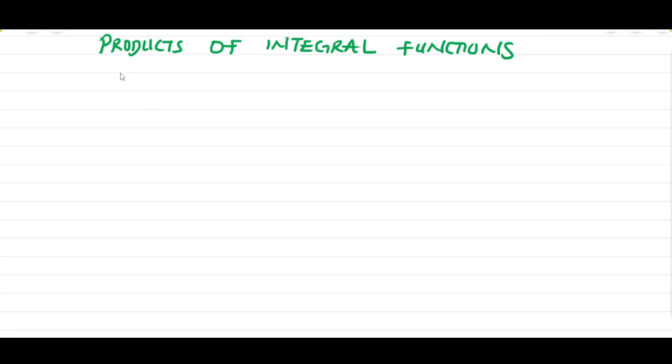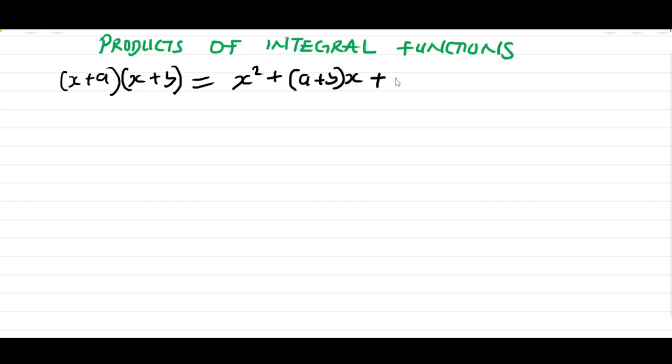In the previous video, we discussed that if we have x plus a multiplying x plus b, so these are product of integral functions here. The end product will be x squared plus, here we'll be having a plus b multiplied by x plus ab. Reason being that in this product, x squared will appear, like x will distribute with x here, and then secondly again a and b will distribute to each other, so that's how we have x squared and we have ab.